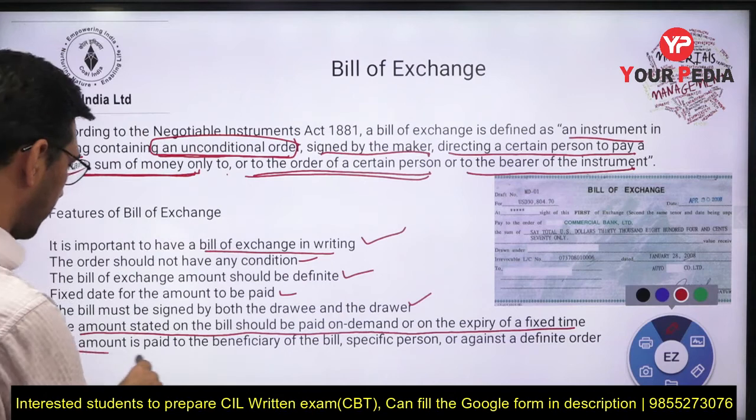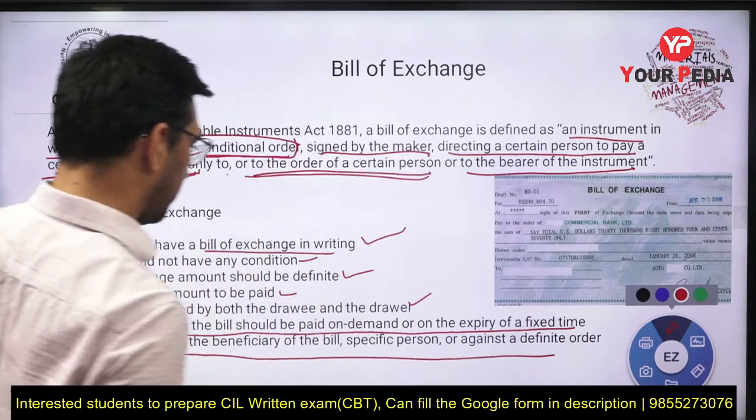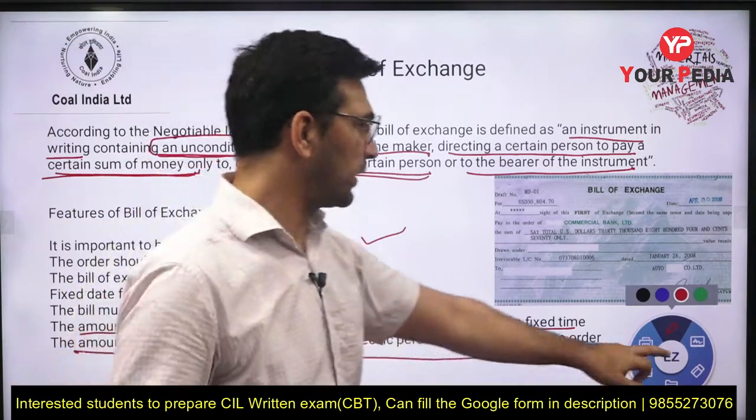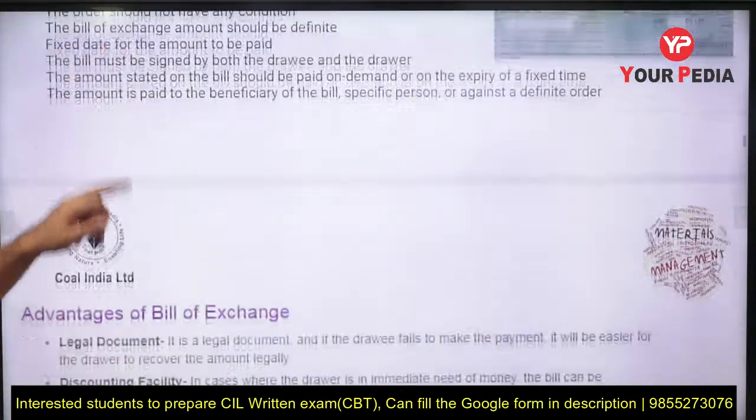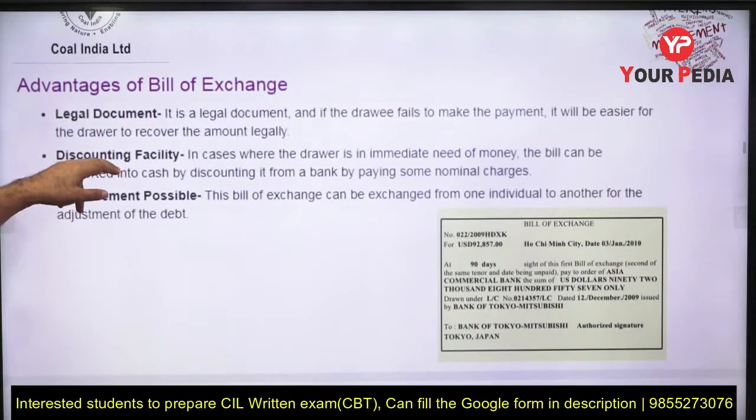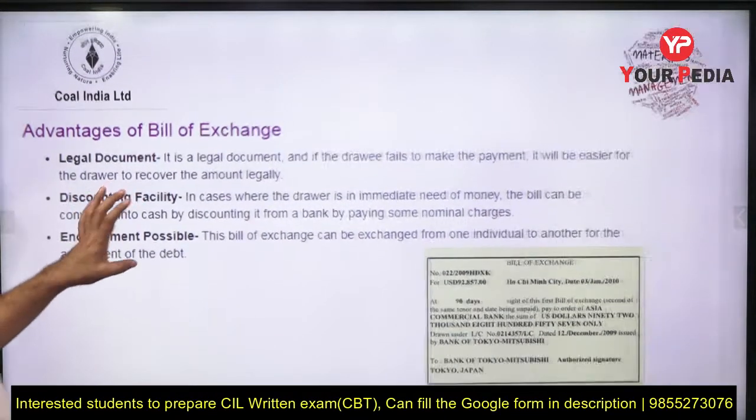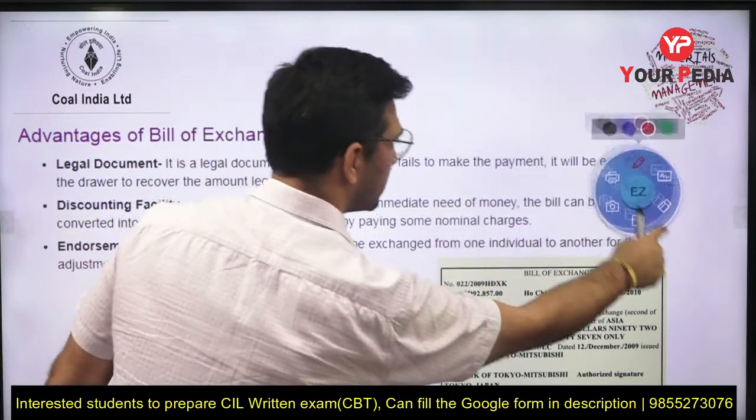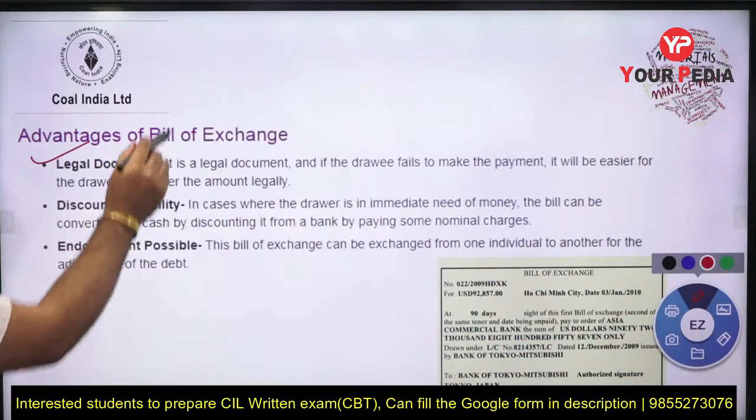It can be on demand, as we have discussed, as well as on that particular date that is mentioned. The amount is paid to the beneficiary, to the bill-specific person, or in case a third party is also involved. That is why it is negotiable. So almost all those terms are related to the promissory note, and they are more or less related. Now have a look over here. Like in a promissory note also, it is a legal document.